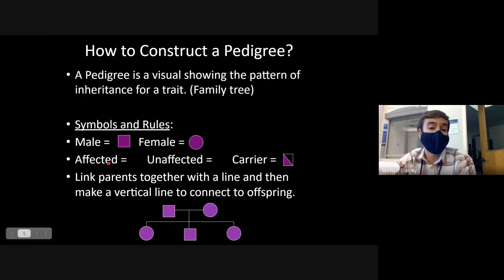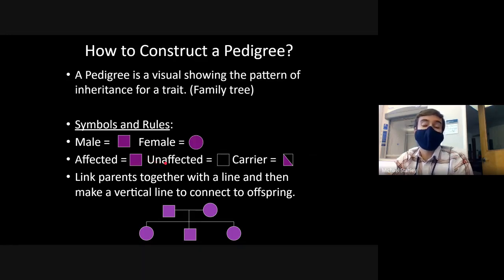So in general, people who have that trait are represented by a filled in box, either a filled square or circle. So in this case, it's filled with purple. People who are not affected, who do not have the trait, have an open or an empty box, an empty square or circle. And then later we'll talk about people who are carriers, which are people who do not show the trait, but still have it in their genes. And we'll talk about those type of people next.